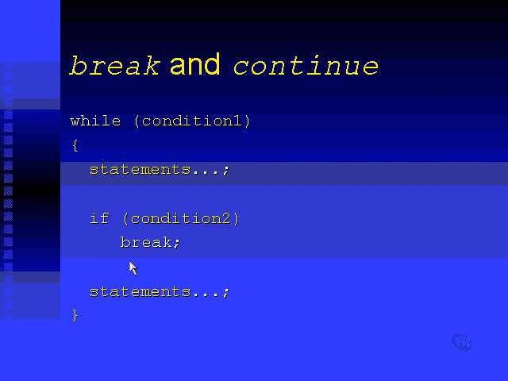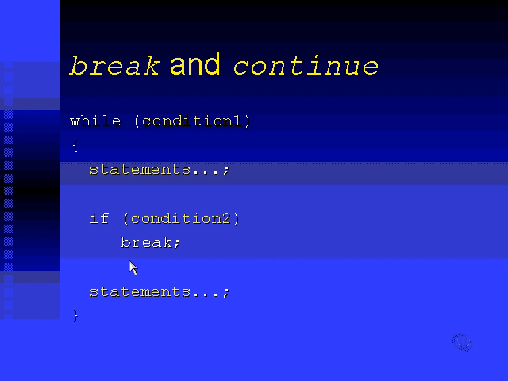Okay, so the code fragment I have on the screen at the top is quite straightforward. While condition 1, move on, execute some statements. Assuming that condition 1 is true, we're going to execute the first block of statements. Now we come across condition number 2. If condition number 2 is true, then we execute the break statement.